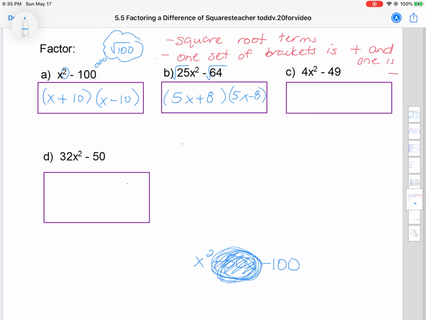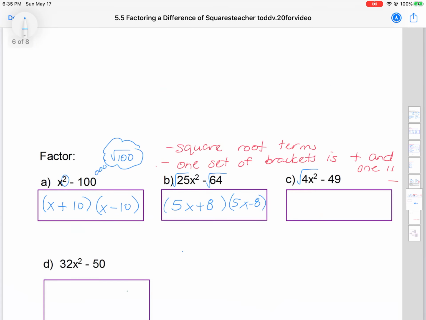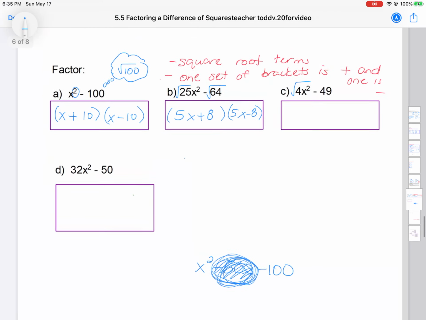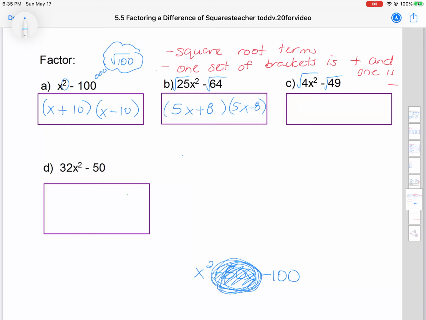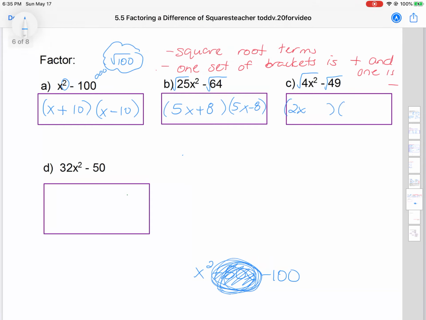Okay, so then we have square root. This one, square root 49, 4x squared, square root 49. So you get 2x squared. Oops, not 2x squared. 2x and 2x, and you get 7 and 7, and the plus and the minus. You can also think of it like when you're square rooting something, you always consider the positive and negative answer. There's always 2, right? So you can look at it that way too.